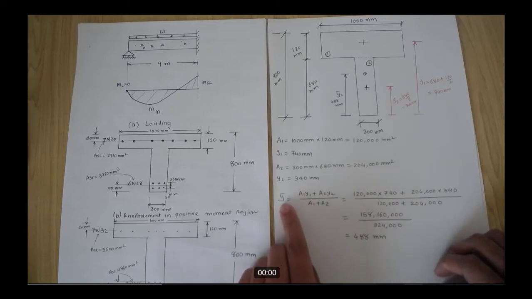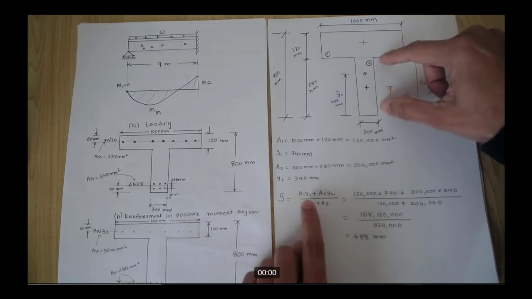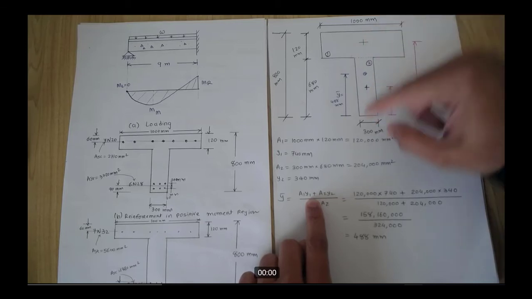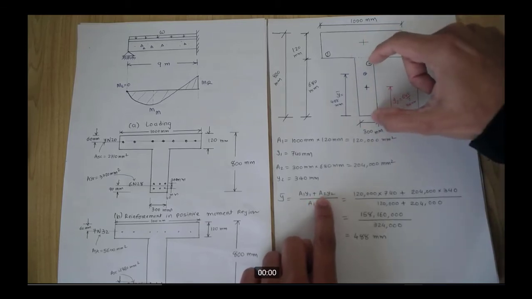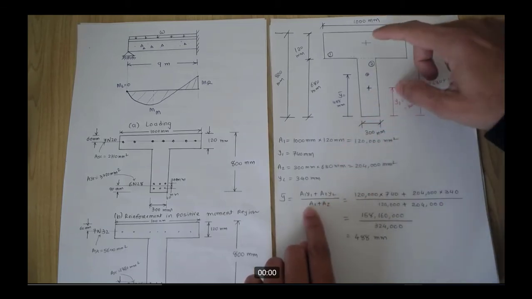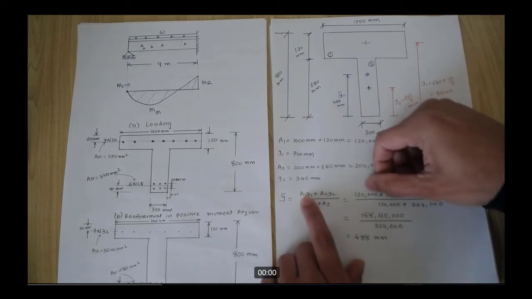Now the equation to calculate the centroid of the rectangular RC T-beam is the area of the top rectangle times the centroidal distance from the reference line, plus the area of the second rectangle times its centroidal distance from the bottom reference, divided by the area of the top rectangle plus the area of the bottom rectangle. Now I substitute the values.